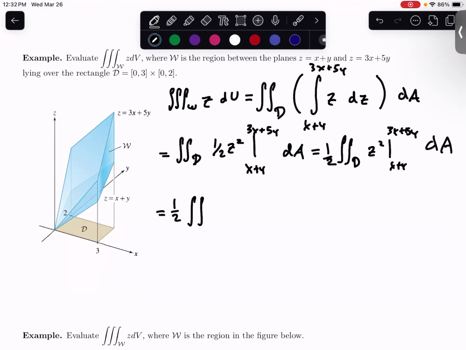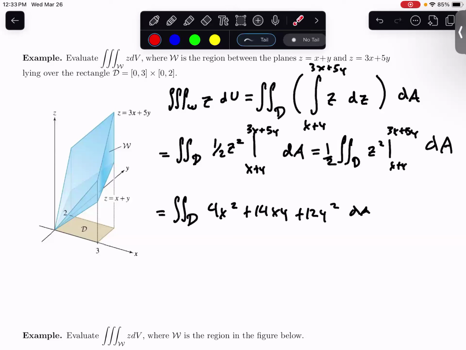So what does this end up being equal to? I'm just going to write out what happens. If you plug in 3x plus 5y for z squared, and then you subtract what you get when you plug in x plus y into z squared, this ends up being the following. So this ends up being this double integral over D. If you plug these quantities in, this gives you 4x squared plus 14xy plus 12y squared dA.